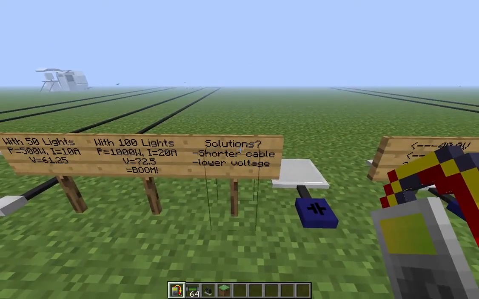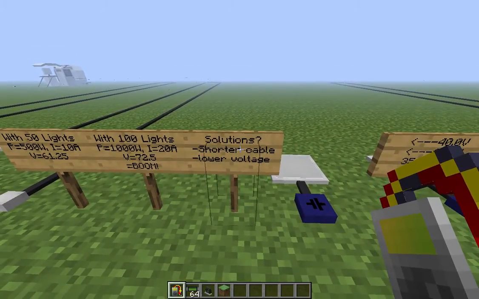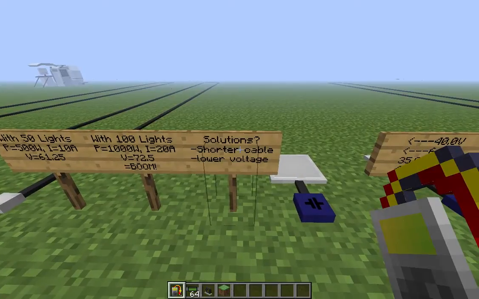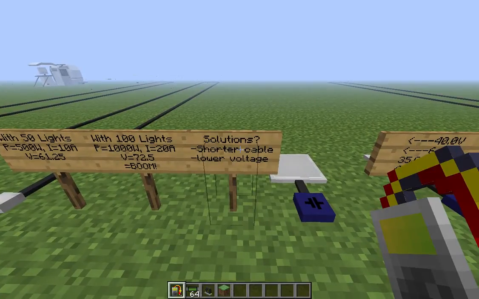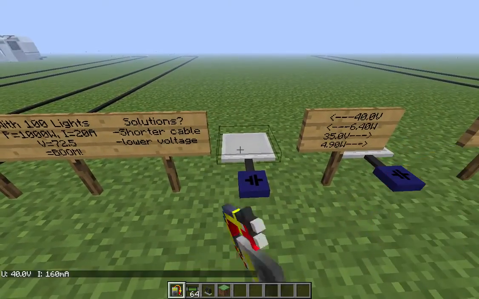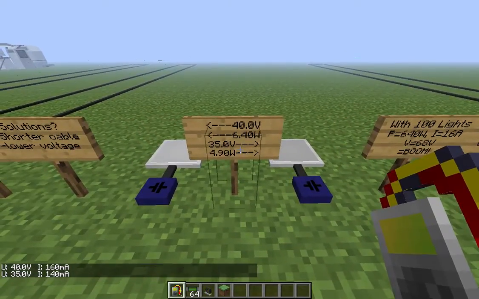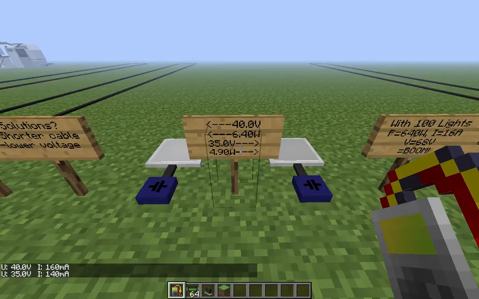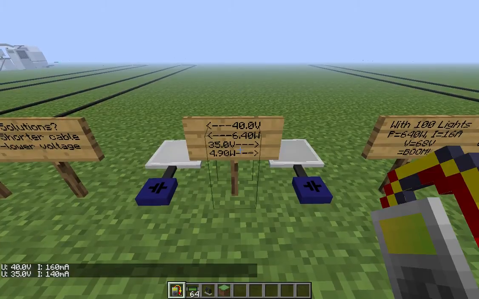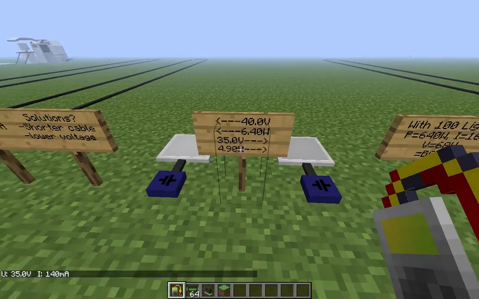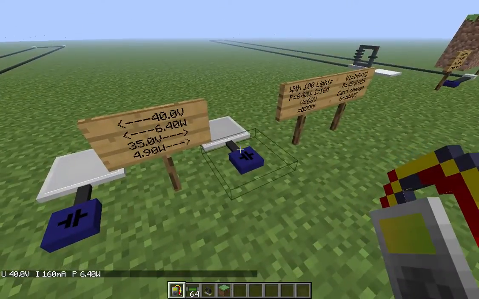Solutions to this include having a shorter cable so there's less resistance, or you can try running them at a lower voltage. Over here, we have two lights running at lower voltages. The one on the left is running fine at 40 volts, but the one at the right struggles to run at 35 volts. Keep in mind that both of these are economy light bulbs, and regular incandescent light bulbs have much higher minimum voltage requirements.